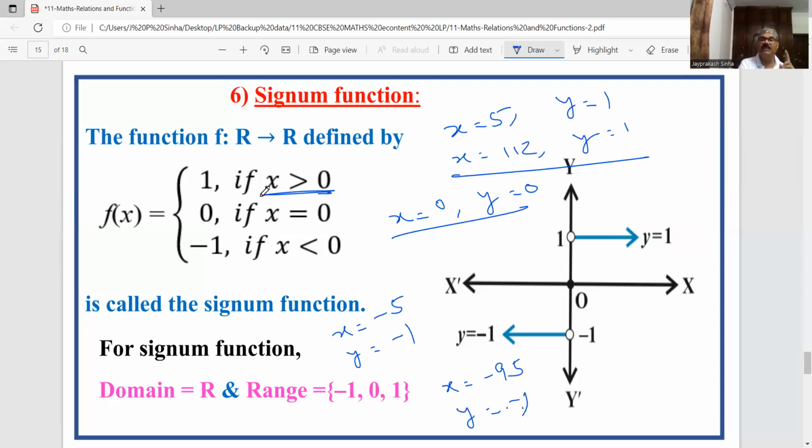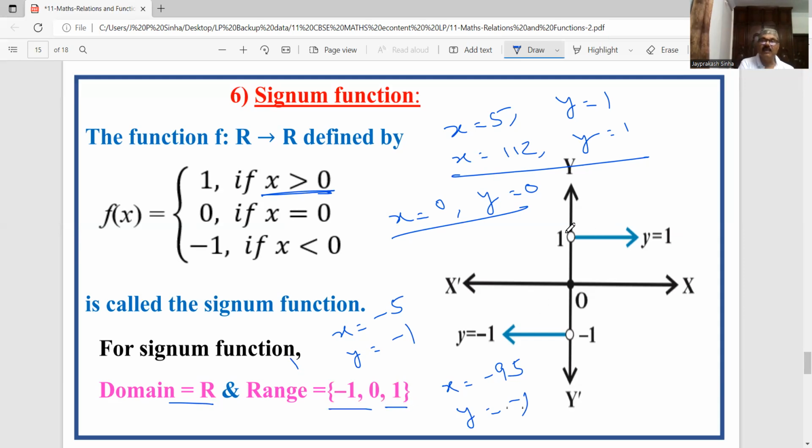It means here the range has only 3 values: 1, 0, and minus 1. And domain can be any real number. So the domain of a Signum function is the real number set, and the range of Signum function is minus 1, 0, and 1. When x is less than 0, y is equal to minus 1. When x is equal to 0, then y is equal to 0. When x is greater than 0, any number it may be, 1050, 2222, then also y will be 1 only. Okay, so range is equal to minus 1, 0, 1.